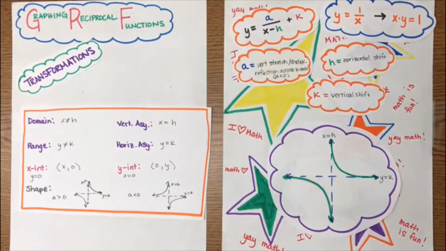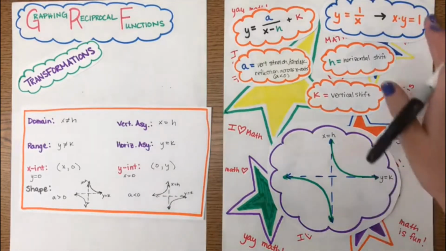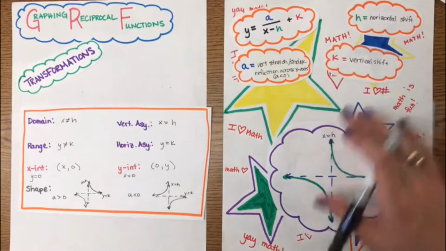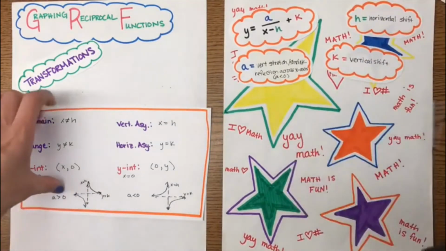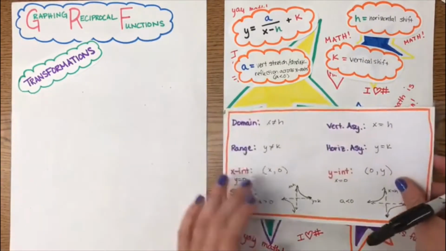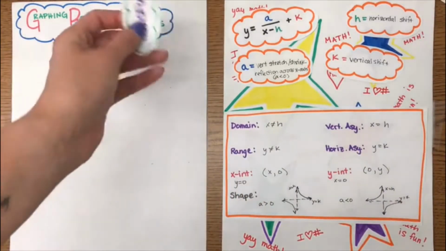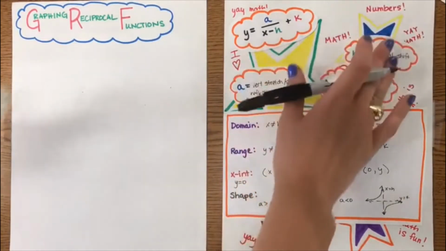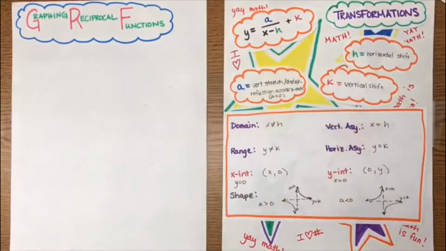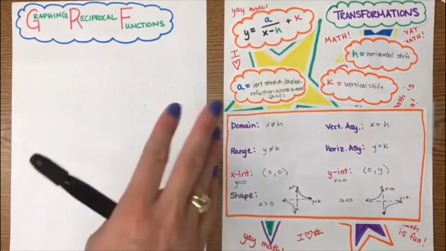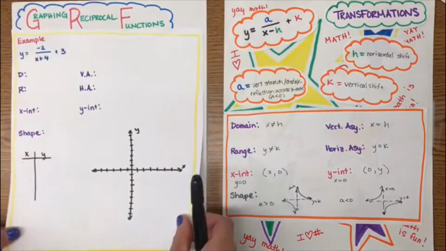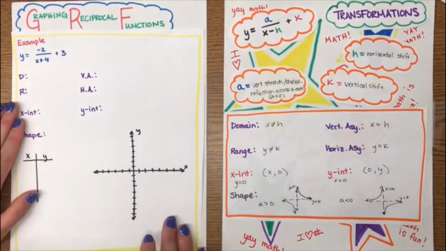Welcome back. We've been looking at graphing reciprocal functions, and in our last video we looked at using transformations to graph our functions. The transformed function is y equals a over x minus h plus k, where a, h, and k are the same a, h, and k that we've had all year with transformations, but they now have different roles. So we're going to use transformations to graph this reciprocal function.